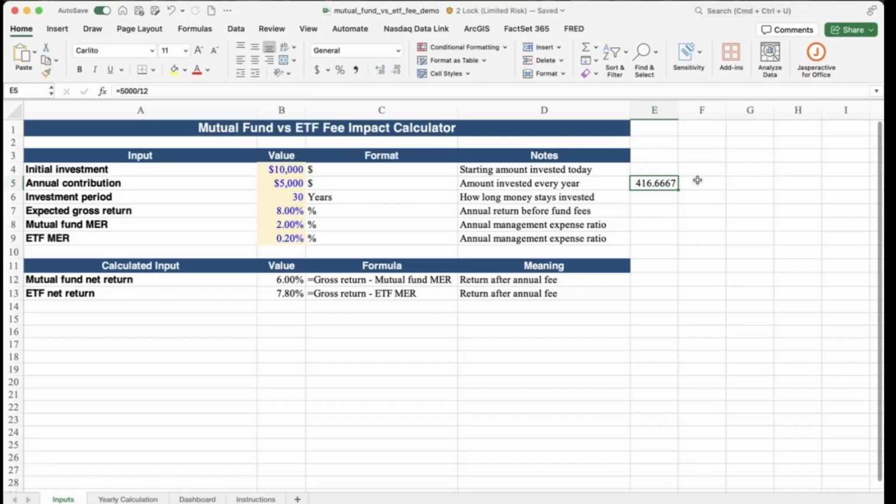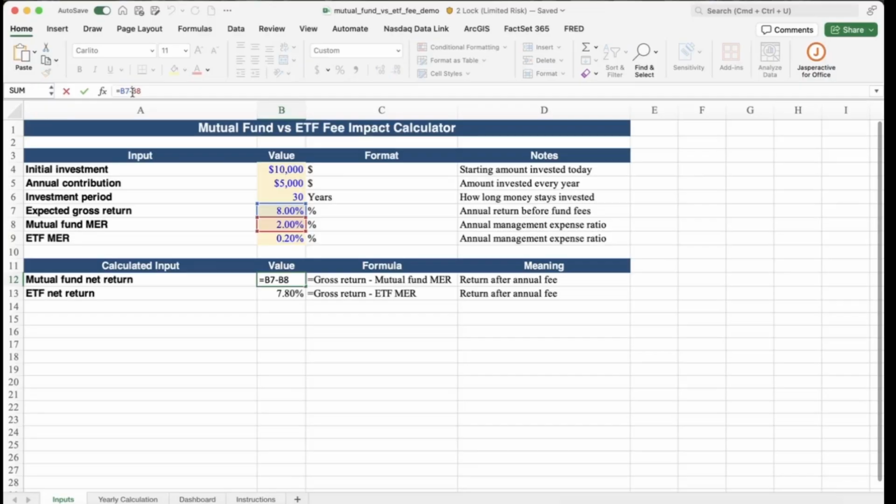So the starting amount is 10,000, the amount invested every year is 5,000, and let's say we go for 30 years. Your return each year on average is 8%. Let's assume that your mutual fund fees are 2%, and the ETF fees are 0.2%. What will happen with a mutual fund? Your fund did 8%, but as you are paying 2% to the fund manager, you actually get 6% out of it. That's the difference between 8 and 2.